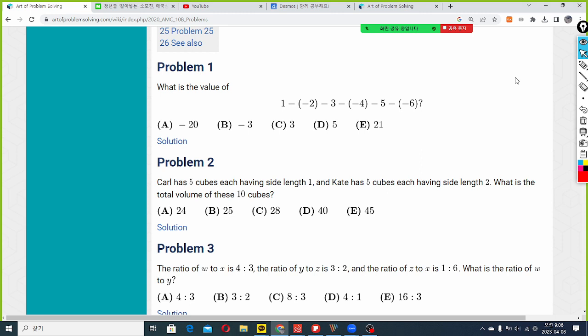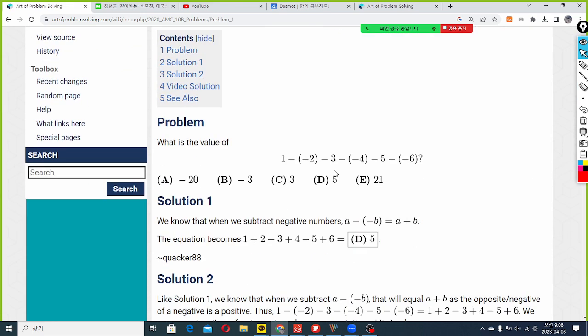D. I think we can make pairs, right? Find these sums first and then add them. Oh yeah, you're right. D. Yep. Okay.